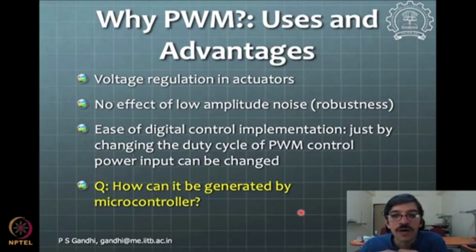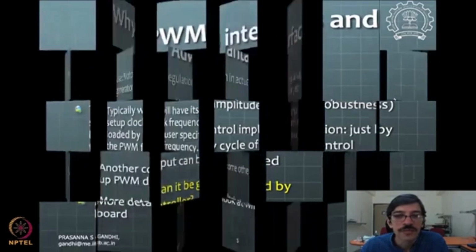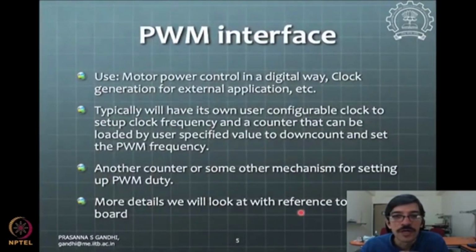Now the question is how this PWM can be generated by a microcontroller. We start off with the microcontroller clock. A PWM signal is a periodic signal, so the clock is the best thing to begin with. If you scale down the clock's frequency, you get a PWM signal, or a frequency controlled clock, or a clock at PWM frequency.